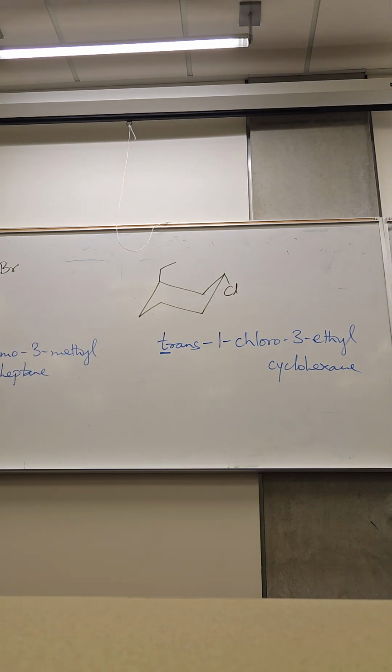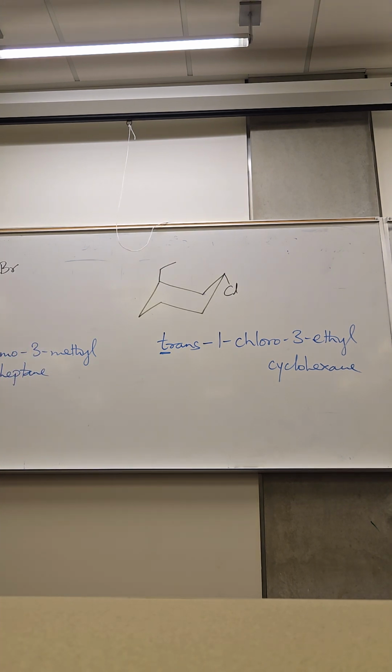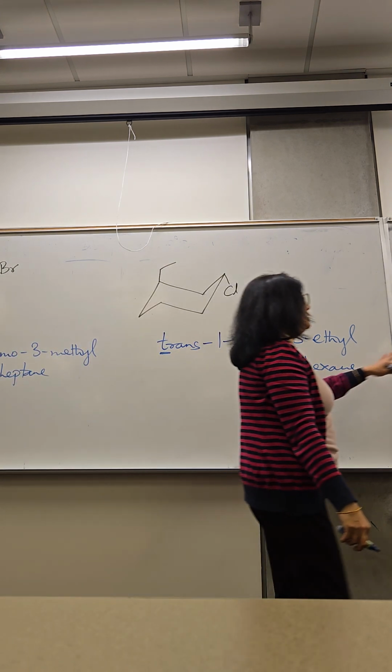So isopropyl, the i counts, right? Yes, and cyclo counts. And then for tert-butyl, does the t count? No, it doesn't. The only two prefixes that count for alphabetization are iso and cyclo. Everything else doesn't count. Everybody okay? How about the last one?